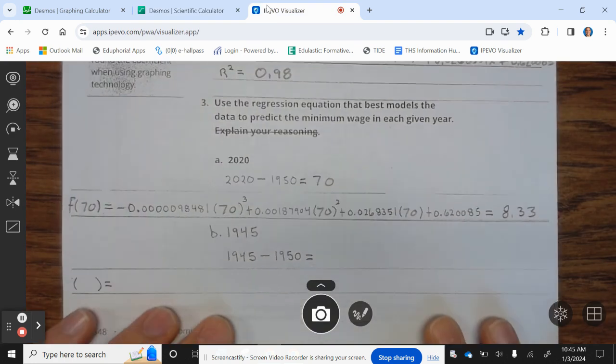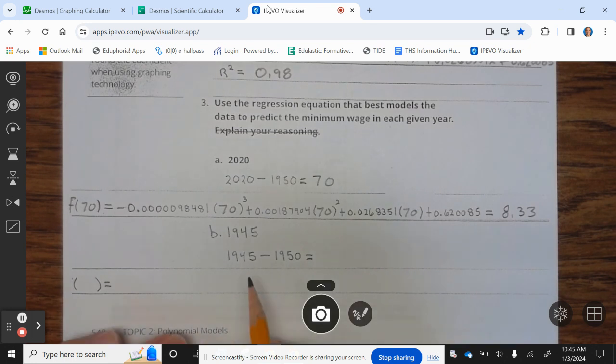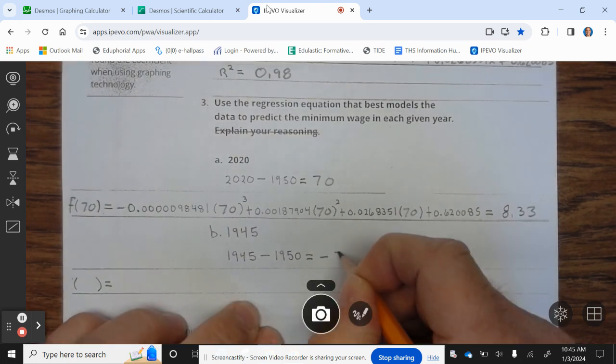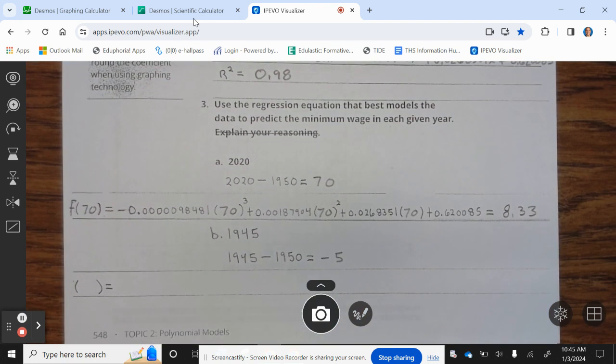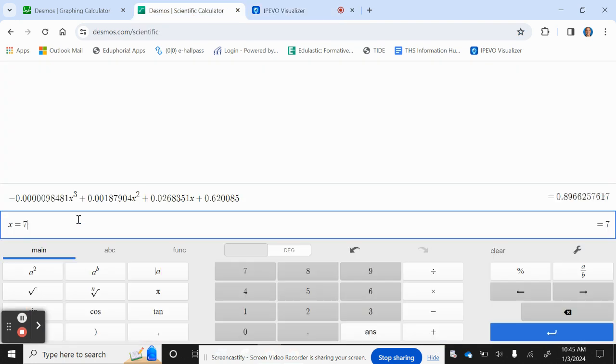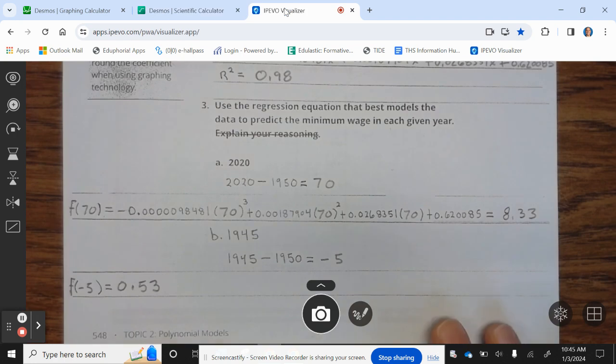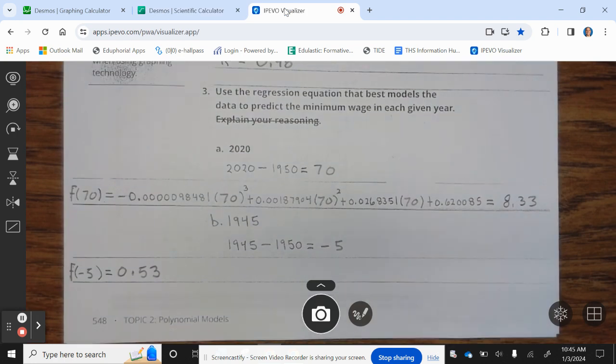So $8.33. Okay, so 1945, we need to take 1945 minus 1950, which is negative 5. So we can come back here, and all we have to do is change the x value to negative 5, and we get 0.53. So 53 cents an hour. Okay. All right, let's go and take a look at the next page.